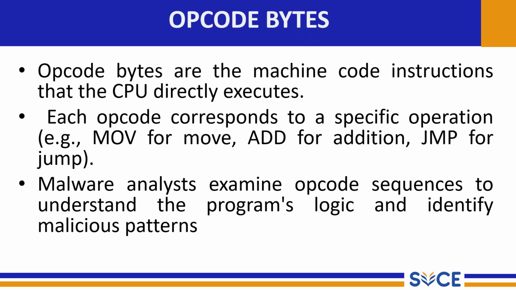The next topic we are going to discuss is opcode bytes. Opcode bytes are the machine code instructions that the CPU directly executes. Each opcode corresponds to a specific operation. For example, MOV for move, ADD for addition, JMP for jump. All these acronyms or short terms you would have seen in your computer architecture and microprocessor subject, right? So you can just brush up on those subjects.